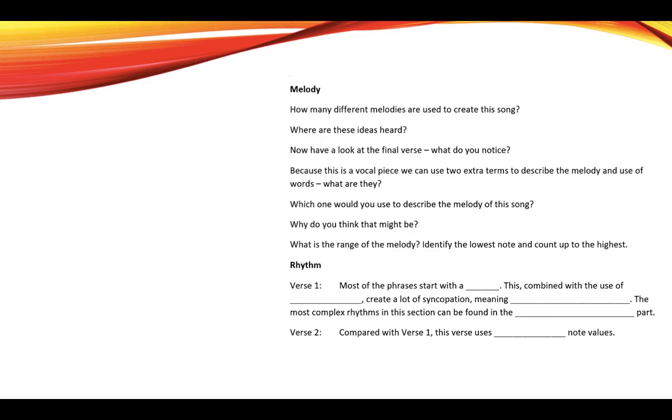Where are these ideas heard? Okay, so the first melody is verse 1 in the vocal part there. So bars 4 to 11, because there is some repetition in there, and it's based around broken chords. Okay, so there's no conjunct or stepwise movement there. It's the broken chords used to create that first melody.